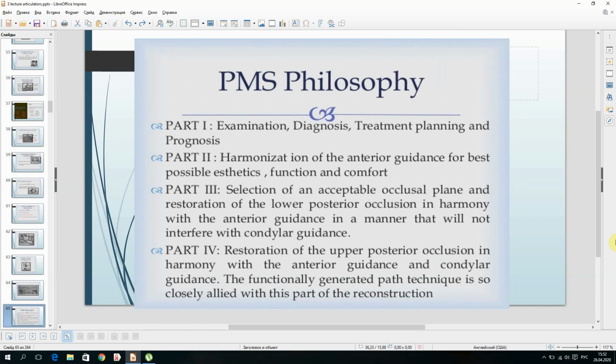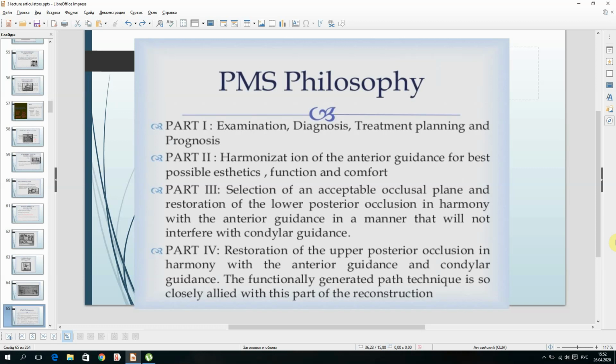PMS philosophy. Part 1: Examination, diagnosis, treatment planning and prognosis. Part 2: Harmonization of the anterior guidance for best possible aesthetics, function and comfort. Part 3: Selection of an acceptable occlusal plane and restoration of the lower posterior occlusion in harmony with the anterior guidance in a manner that will not interfere with condylar guidance.